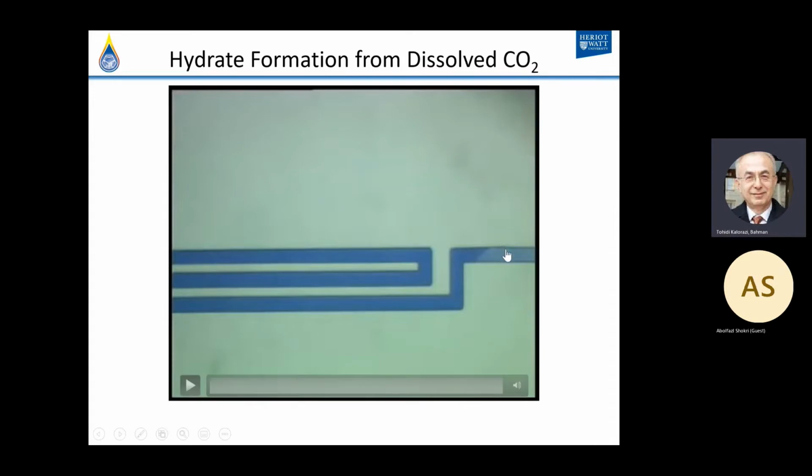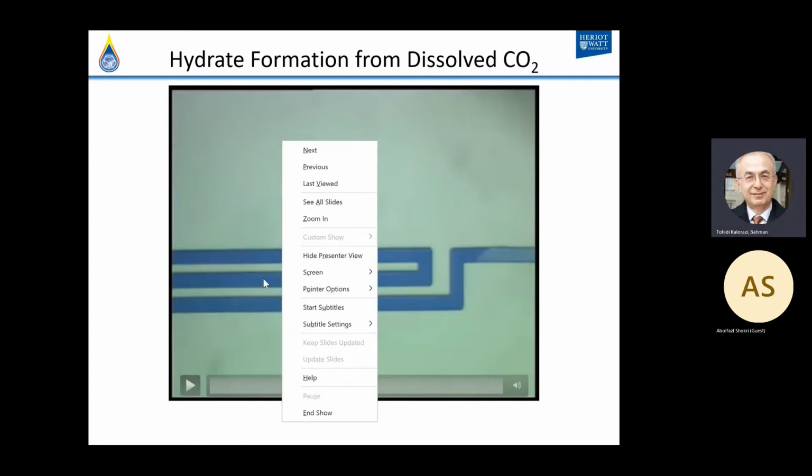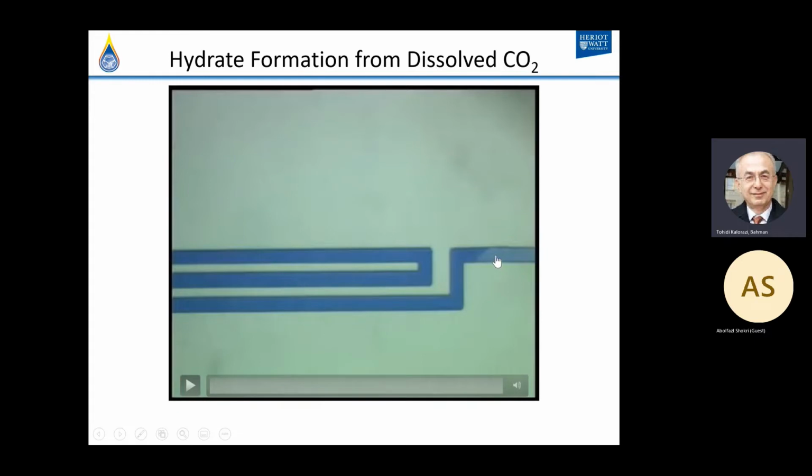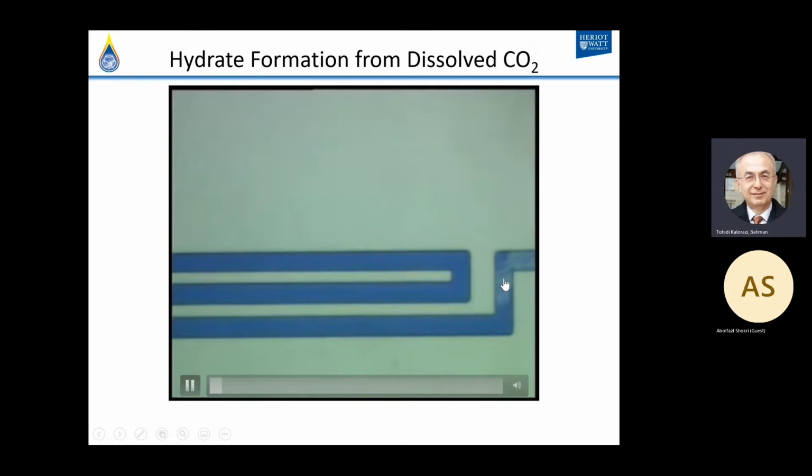This is hydrate formation from dissolved CO2. So there is no gas phase. This is water that we dyed blue, and this is hydrate. And see how that will progress.